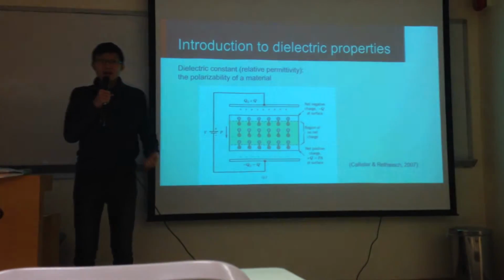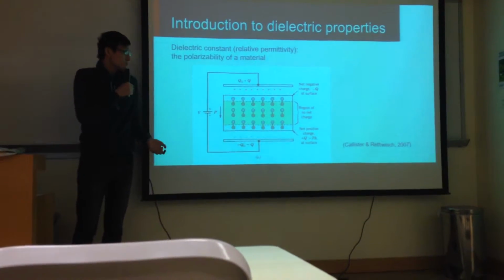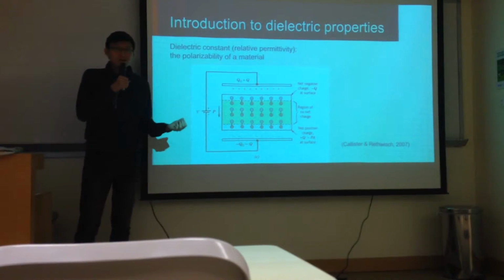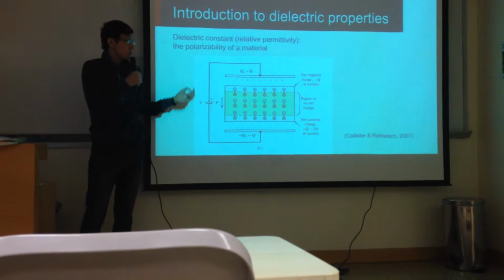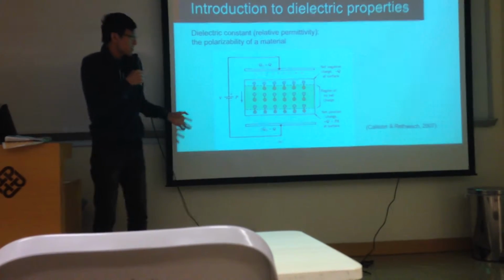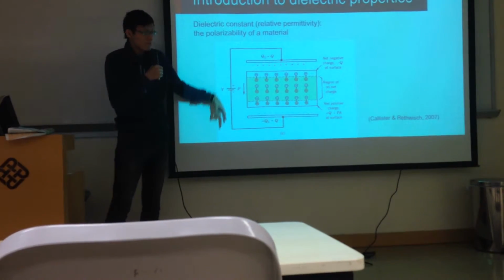I'm Lolim Cho, and I'm going to explain the dielectric properties. So to start with, we'll first talk about the capacitor. A capacitor consists of two metal plates. One is positively charged, while the other one is negatively charged. And therefore, there will be an electric field flowing downwards.